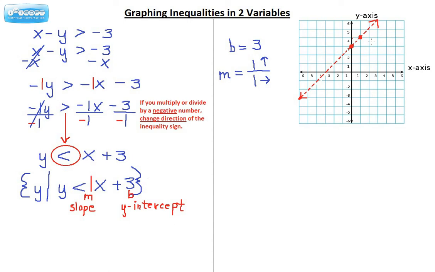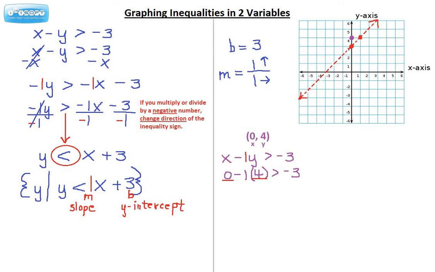Here is the line of our graph, but because we're solving an inequality, we have to shade the side where the solutions are. So let's select a point from the upper side. Let's select the point 0, 4. Here is 0, 4 on the graph, and now we want to substitute these values in the inequality.